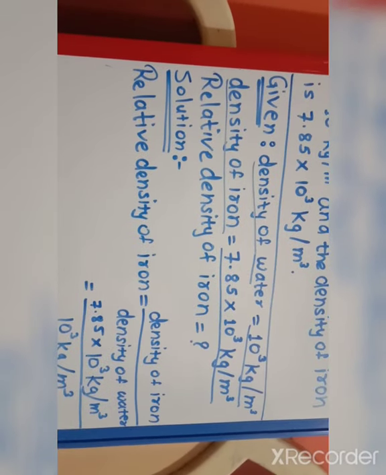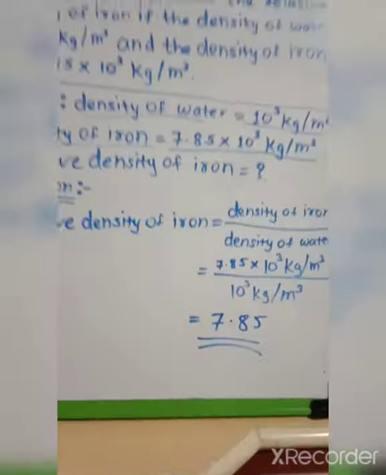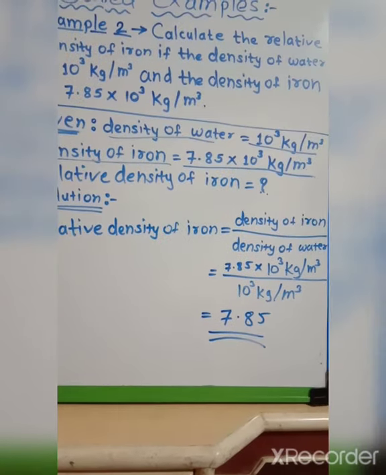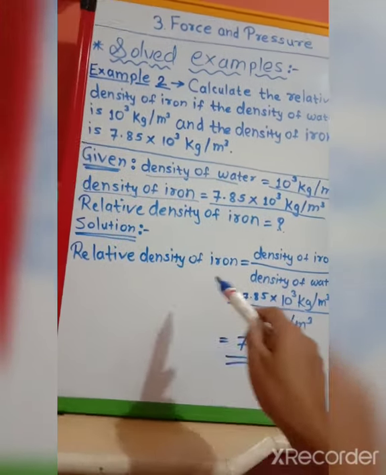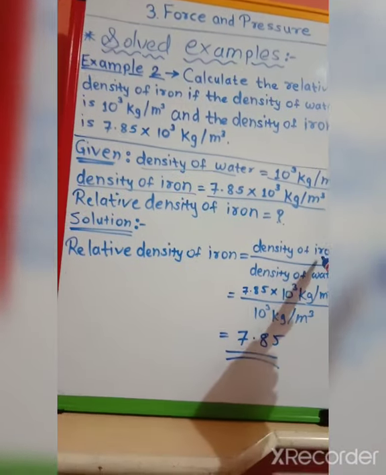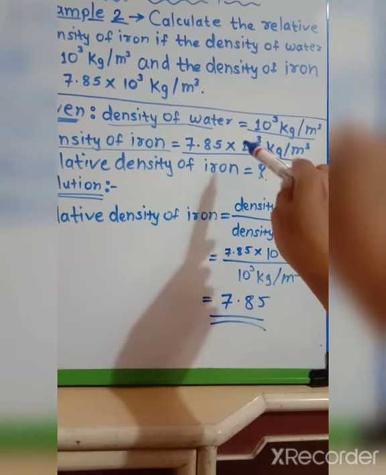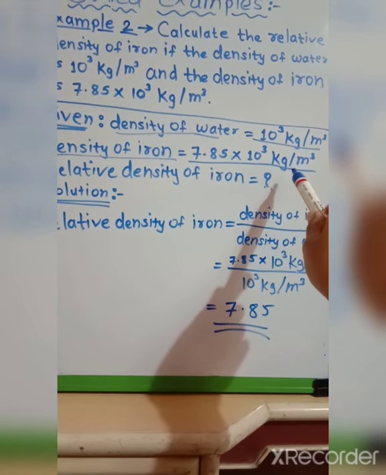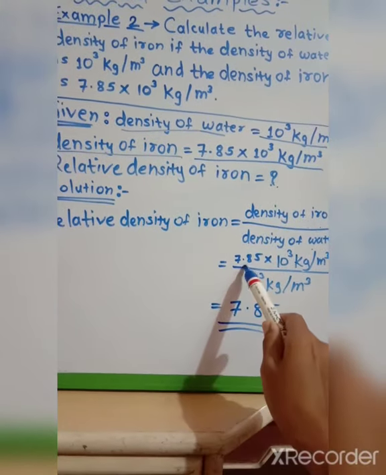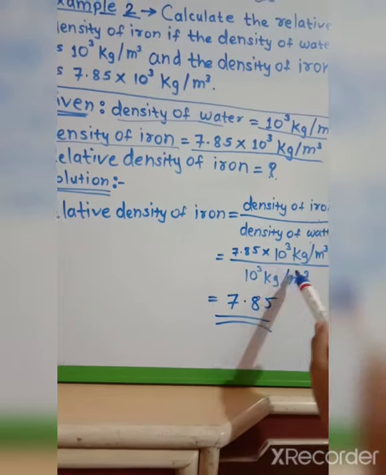And what are we going to find out? Relative density of iron. So now for the solution we will take the formula of relative density of iron. What is the formula? Relative density of iron is equal to density of iron upon density of water. Density of iron is 7.85 multiplied by 10 raised to 3 kg/m3, upon density of water.